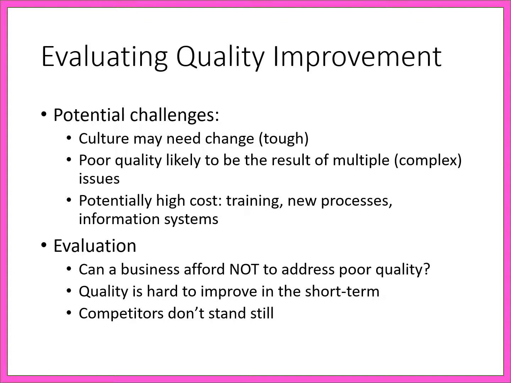So how do you evaluate actual quality improvement? Potential changes are things like culture may need to be changed, which can be very difficult. If you're changing your employees from just using inspectors to actually changing their own work, then it could take a while because they're just used to being told what to do. Now they're being given a lot more freedom, and they might not really respond to it that well. Poor quality is likely to be the result of multiple issues as well. It's not going to just be one thing that you can change.